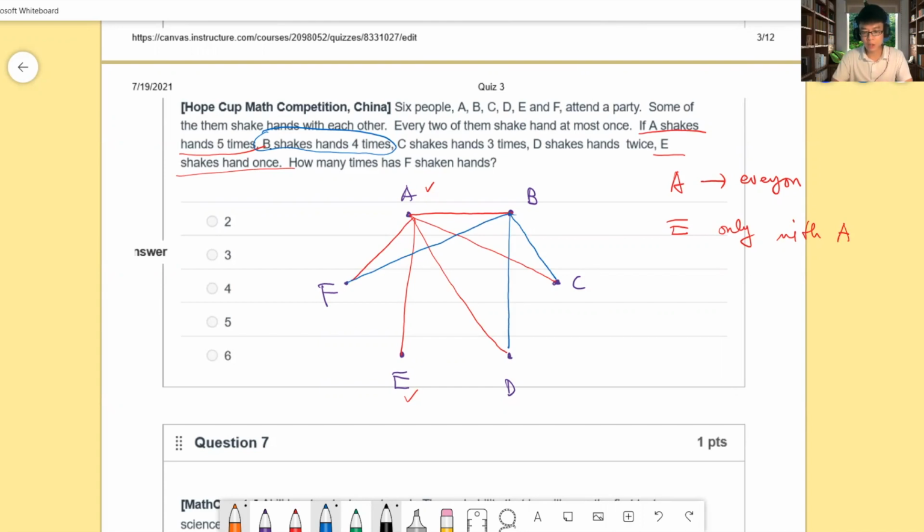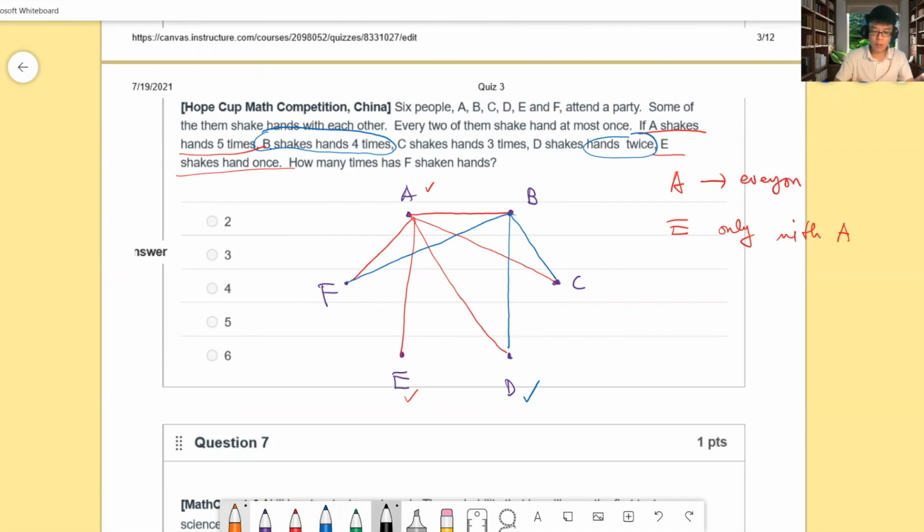And next we consider D. D just shakes hands twice. In this picture, we already know D shakes hands with A and B, so D is already done. And next we consider C. C shakes hands 3 times. We already know C shakes hands with A and B. We need one more handshake. The only possibility is with F. So C shakes hands with F.